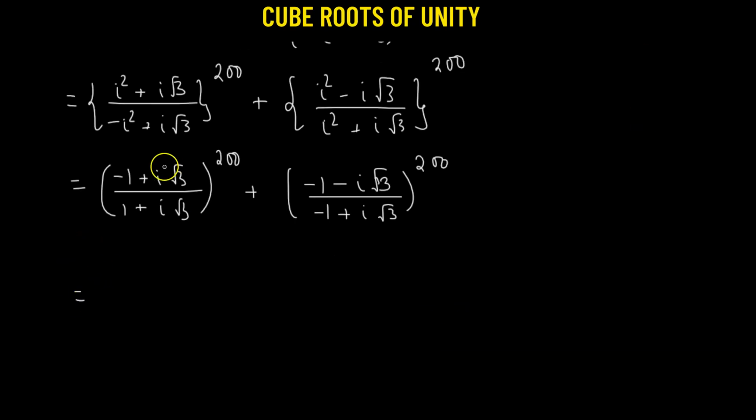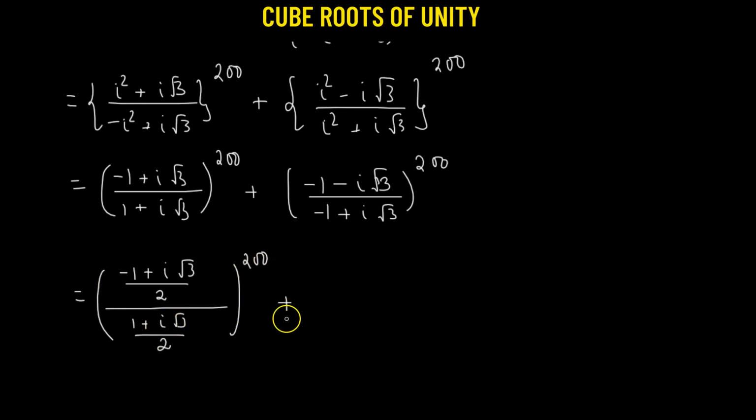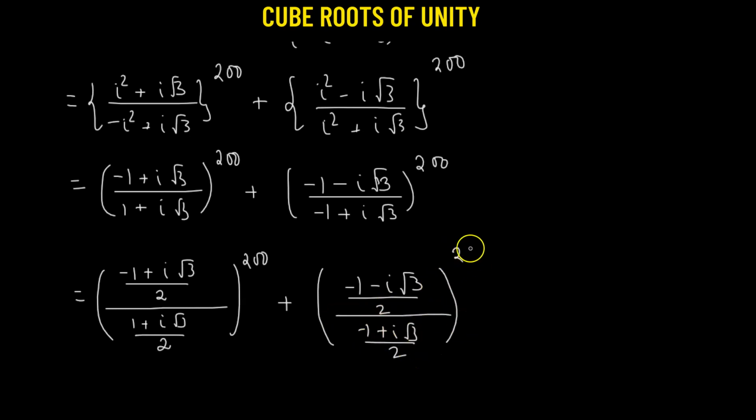Next, we'll divide the numerator and the denominator within the parentheses by 2. So that means we have (negative 1 plus i times square root of 3) divided by 2, whole divided by (1 plus i times square root of 3) divided by 2, whole raised to the power of 200. We'll use the same thing for the second term. We'll divide both the numerator and the denominator within the parentheses by positive 2. So we have (negative 1 minus i times square root of 3) divided by 2, whole divided by (negative 1 plus i times square root of 3) divided by 2, whole raised to the power of 200.